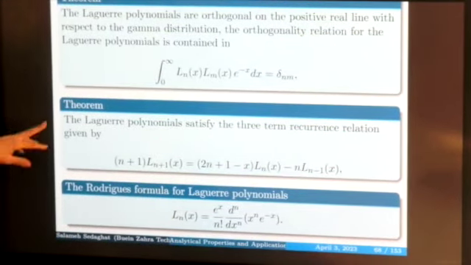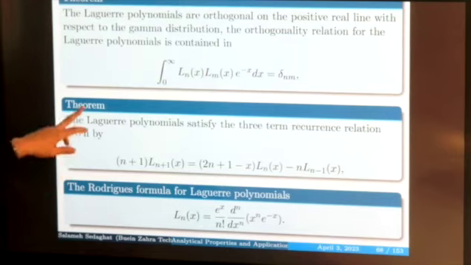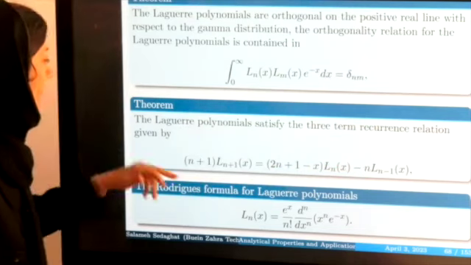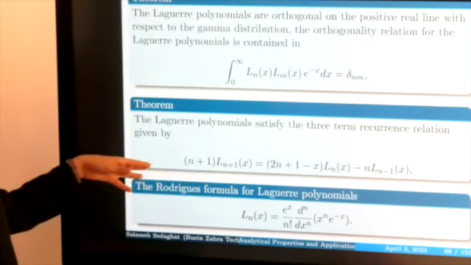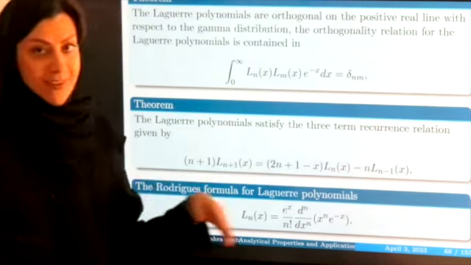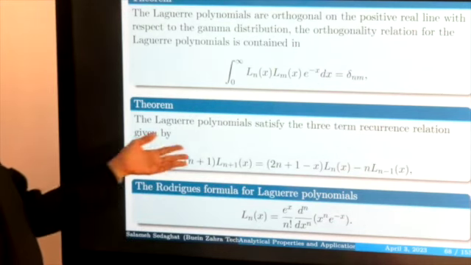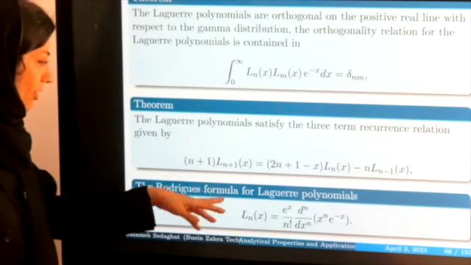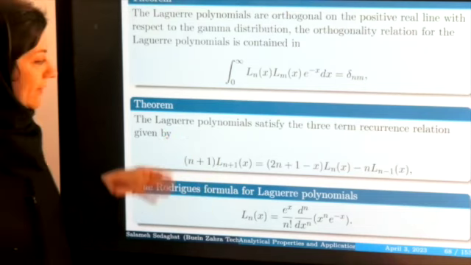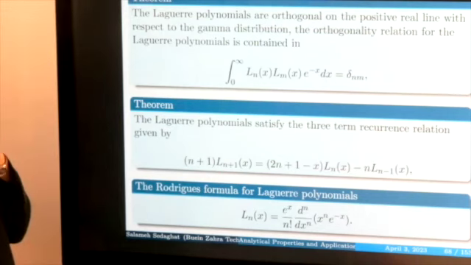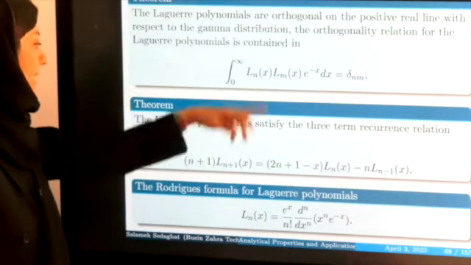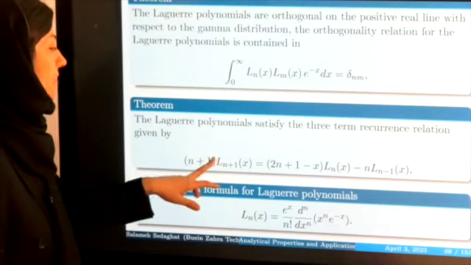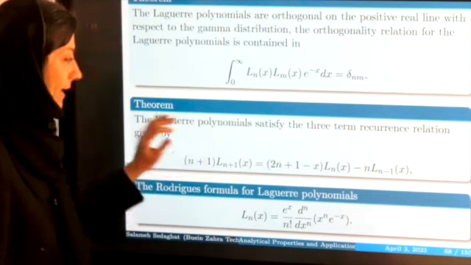Also, we have another theorem here. The polynomials satisfy the three-term recurrence relationship. From this equation, we can find Laguerre polynomials. For example, we set n equal to 0, 1, and we can find all of the Laguerre polynomials from this recurrence relation. And by using the series expansion of Laguerre polynomial, it can be obtained easily.